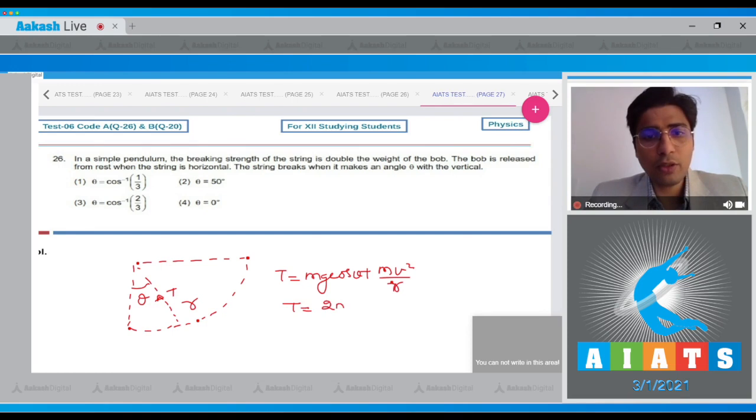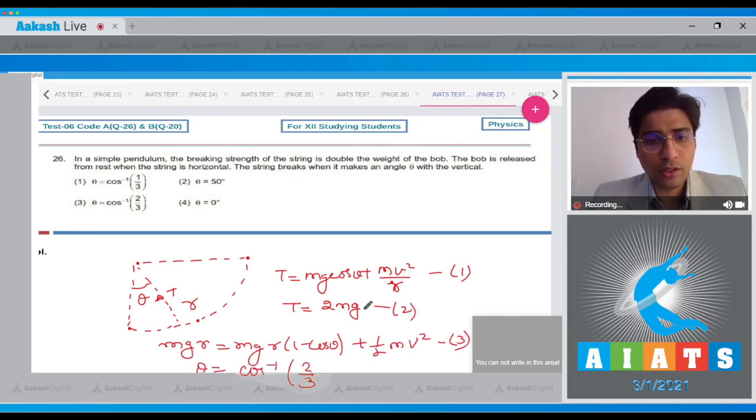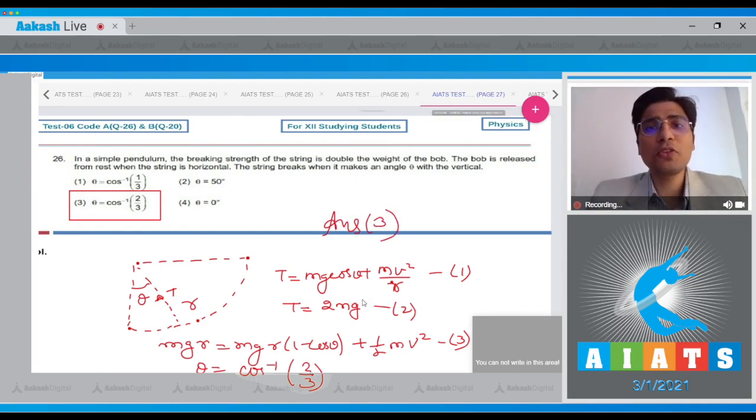the breaking tension will be 2 mg. From the mechanical energy conservation, we can write down that mgr will be equal to mgr(1 minus cos theta), that is the final mechanical energy, plus half mv square. Let this be equation 1, let this be equation 2, and this be equation 3. From these three equations, we can find out that theta will be equal to cos inverse 2 by 3. And hence for this question, the correct answer is option number 3.